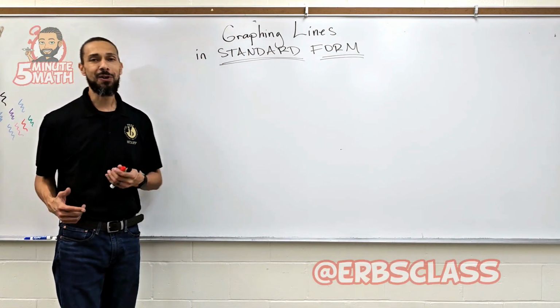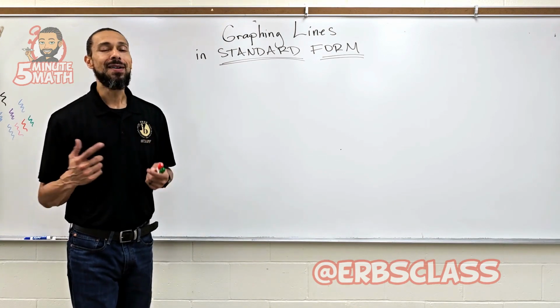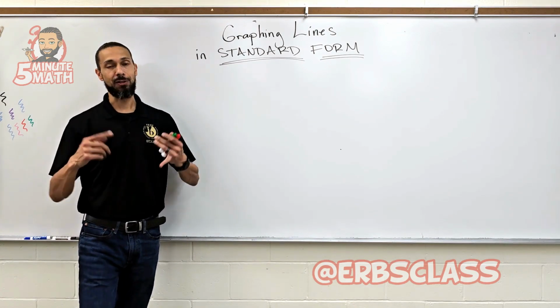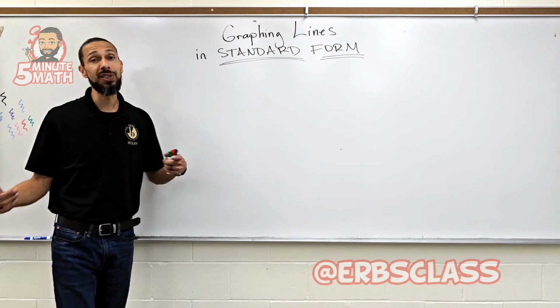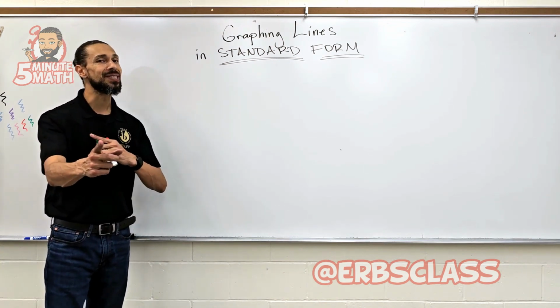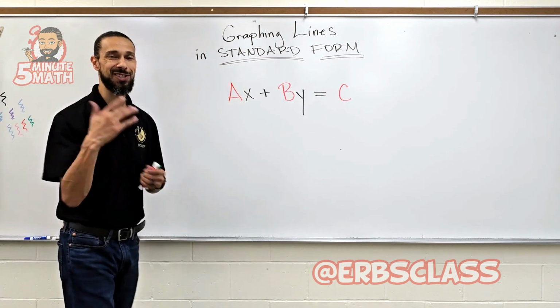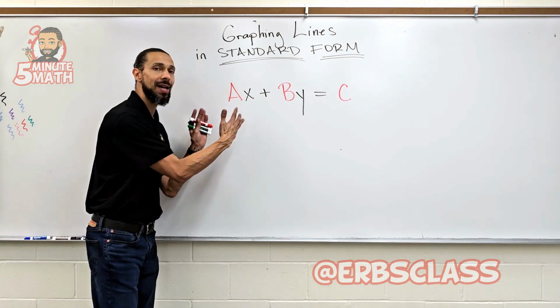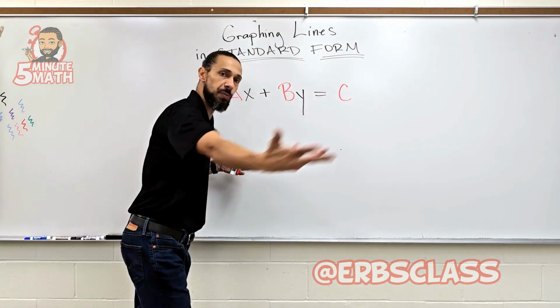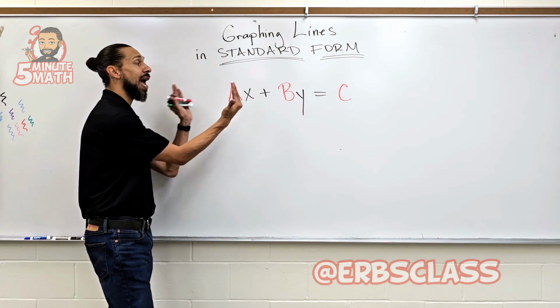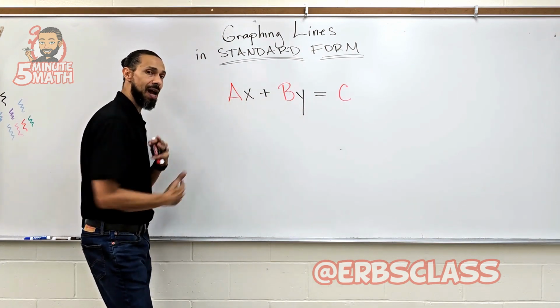Today, we're talking about graphing lines in standard form. You probably already graph lines in slope-intercept form. This is usually what comes next. Standard form looks like this. Remember, slope-intercept is where y was all by itself: y equals mx plus b. Sometimes you're going to have x and y on the same side together.